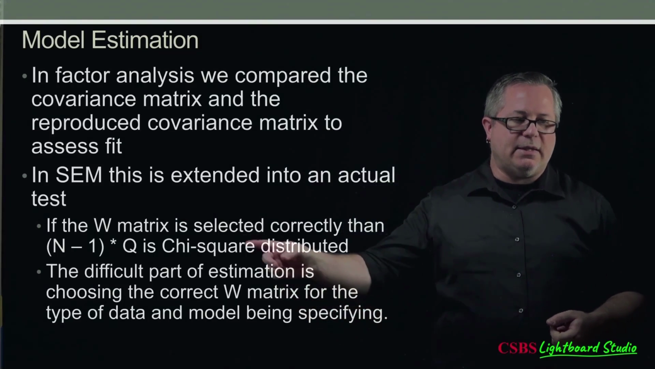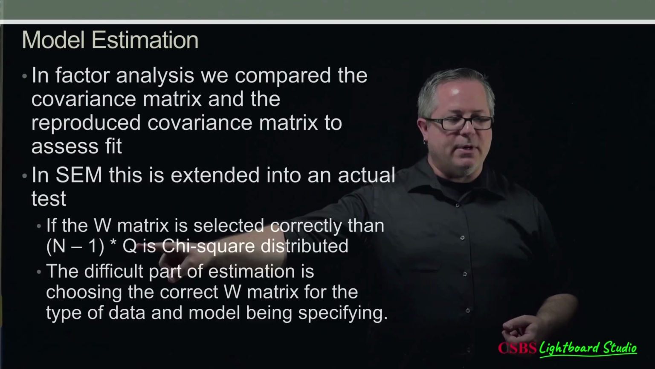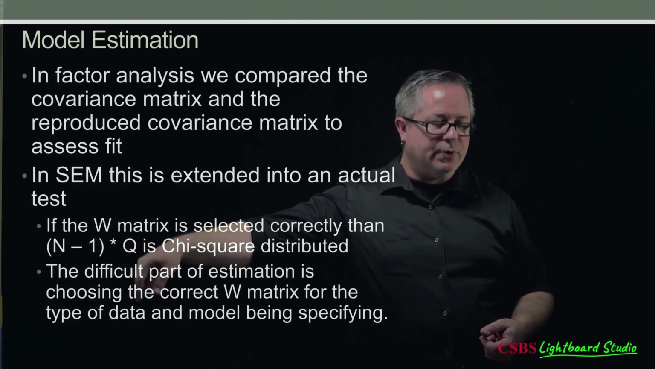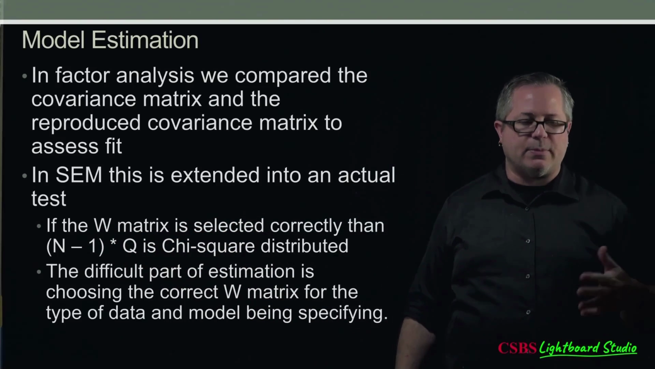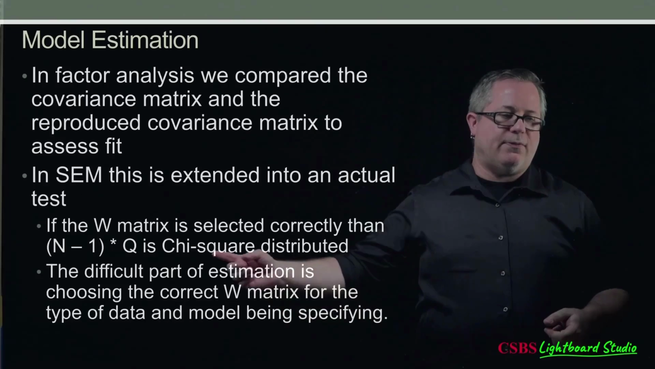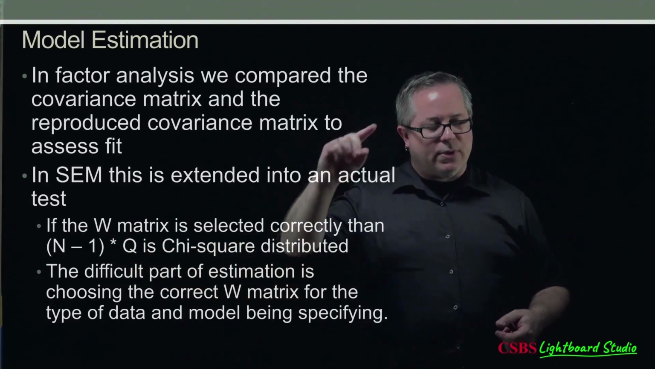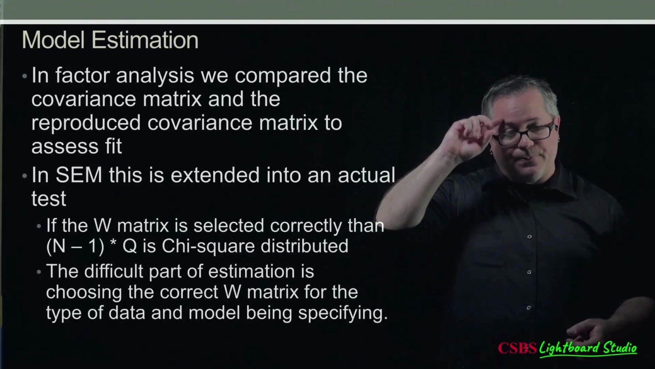We take that minimized value Q and multiply it by n minus 1. This is our degrees of freedom based on the number of subjects we have. And if everything's specified correctly, when we multiply this out, we get a chi-squared distributed value.